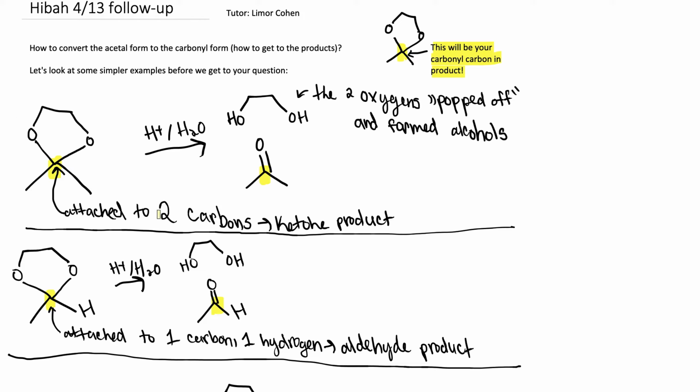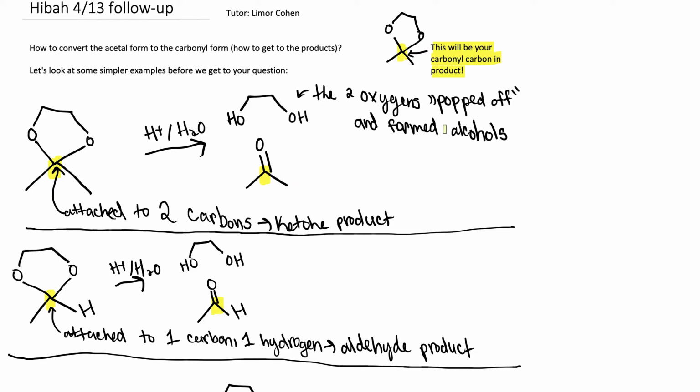So deciding what type of carbonyl it's going to be: since the carbon connected to two oxygens right here is going to be our carbonyl carbon in our product, if it's attached to two carbons, like here it's attached to one CH3 on the right and one CH3 on the left, this is going to be a ketone in our product. So as we add acid and water, this is going to be our ketone, and the two oxygens pop off and form alcohols.